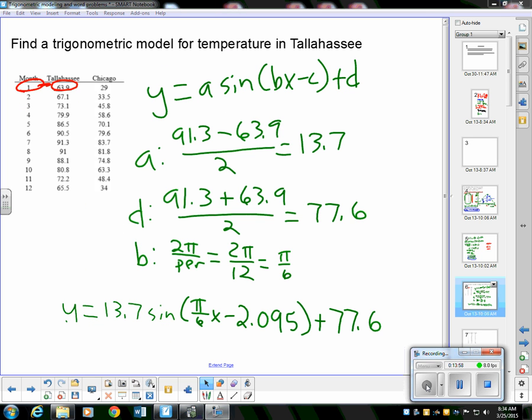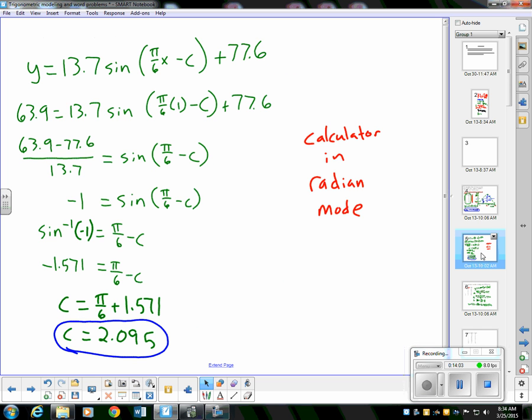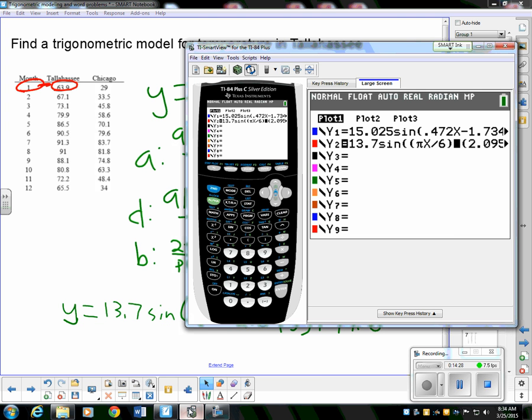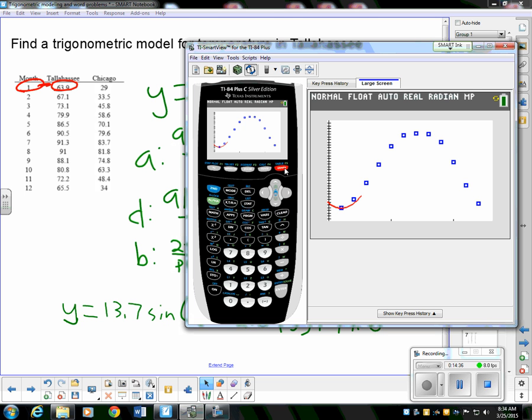You might have noticed a slight pause in here. We were on this screen, and I told you to pause the video and copy it down. What I did was take the c value and rewrite it in the equation. So we have y is equal to 13.7 sine pi over 6x minus 2.095 plus 77.6. If we put that into our y equals, and graph it, it will closely model our data.